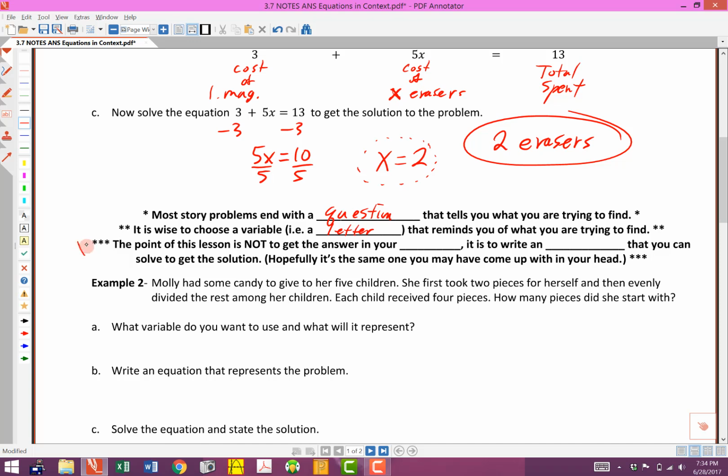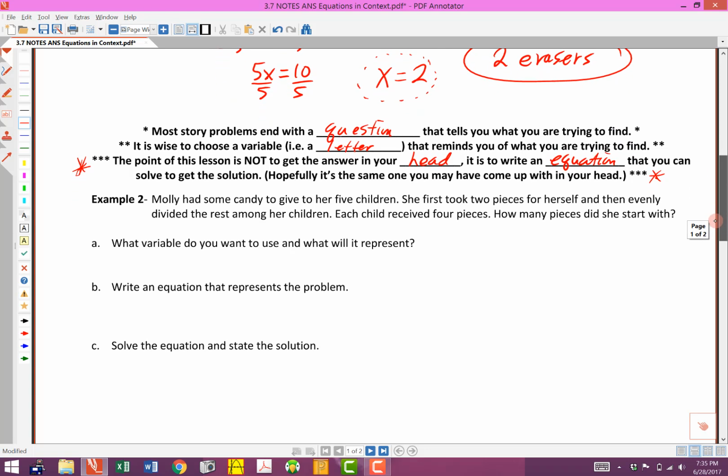And then this is the real important point right here. Okay? The point of this lesson is not to get the answer in your head. If you can get the answer in your head, that's awesome, but this is the real point. The real point is to be able to write an equation that you can solve to get the solution. And if that's the same one as you got in your head, then you know you're doing it the right way.